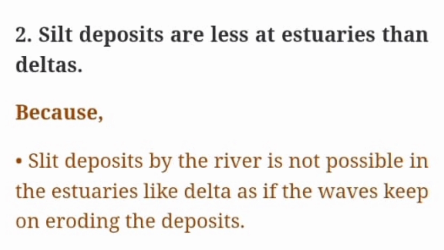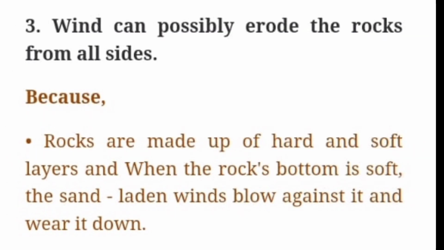Second question, silt deposits are less at estuaries than deltas. Silt deposit by the river is not possible in estuaries, unlike deltas, as the waves keep on eroding the deposits. Third question, wind can possibly erode the rocks from all sides. Rocks are made up of hard and soft layers, and when the rock's bottom is soft, the sand-laden winds blow against it and wear it down.